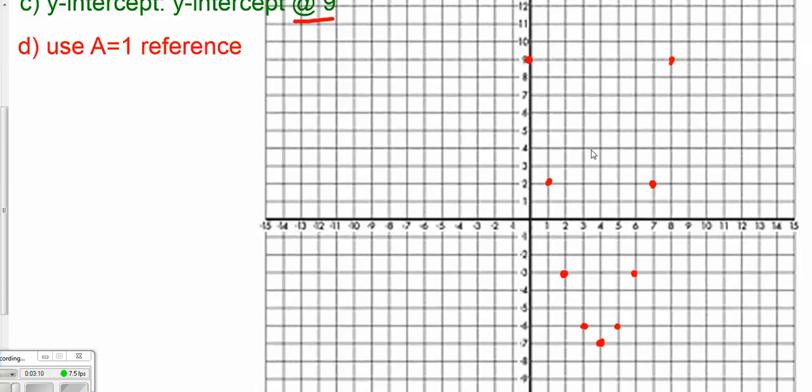So this would be our parabola. This fits exactly what we needed. Come to this point, come back up, and there's our parabola.